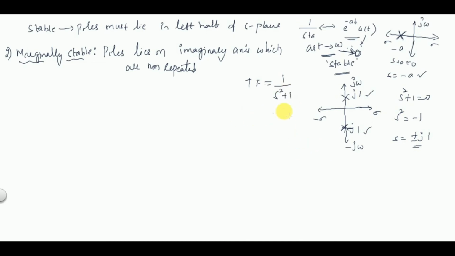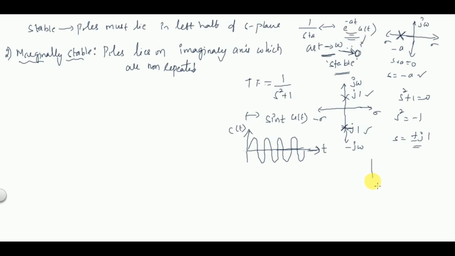For such a system, if the transfer function is given, what will be its corresponding impulse response? It will be sine t. Okay, it will be sine t into u of t, right? So when you draw the output impulse response c of t, how will the output be? The output will be like this. So it will be sine t.